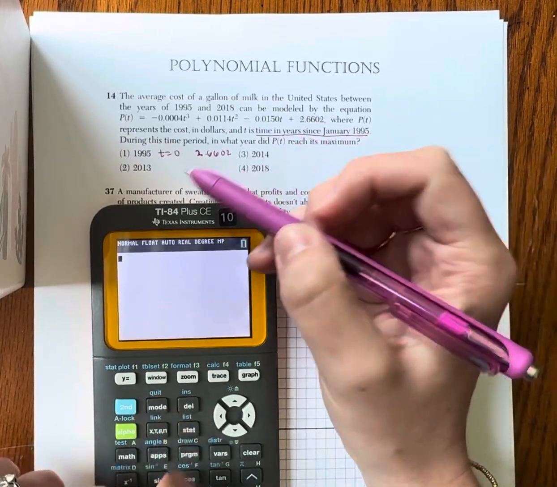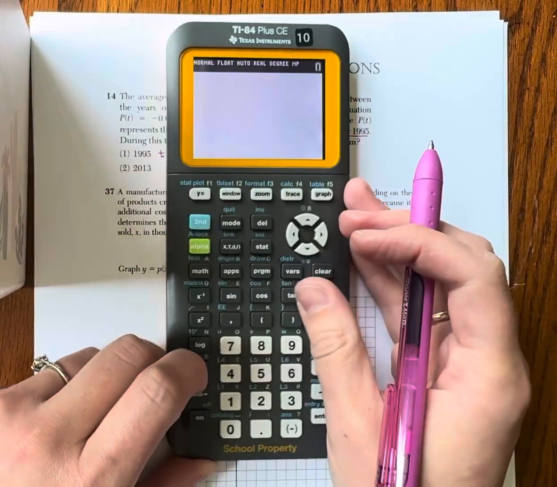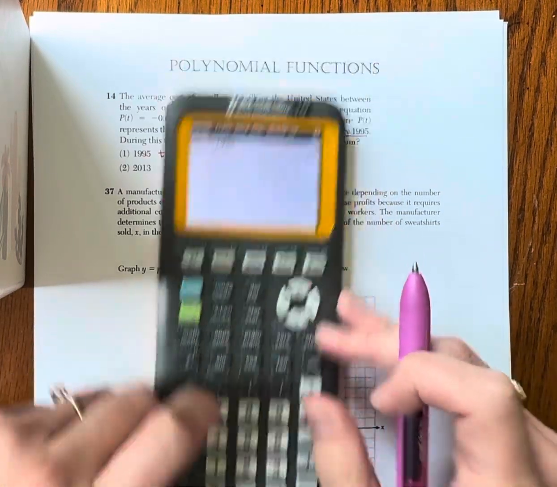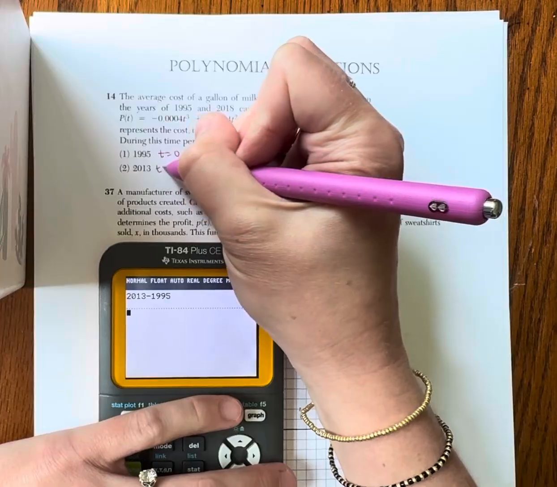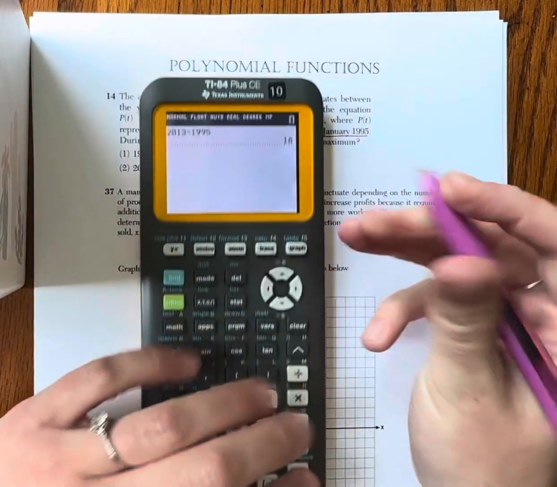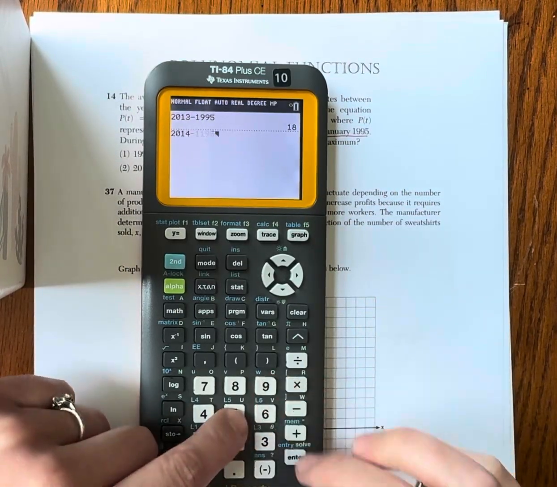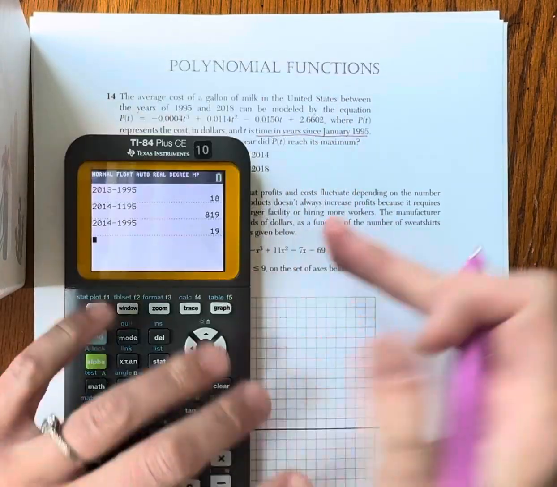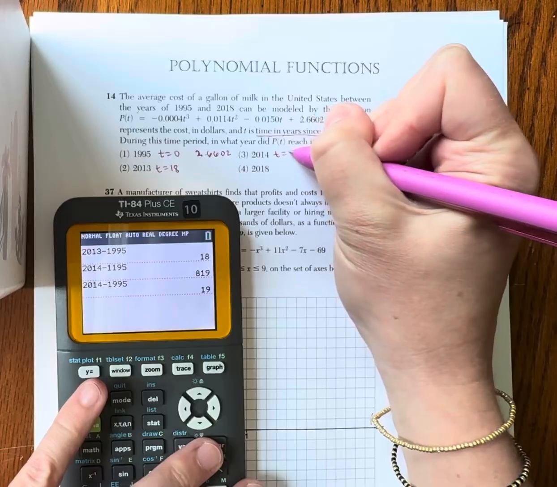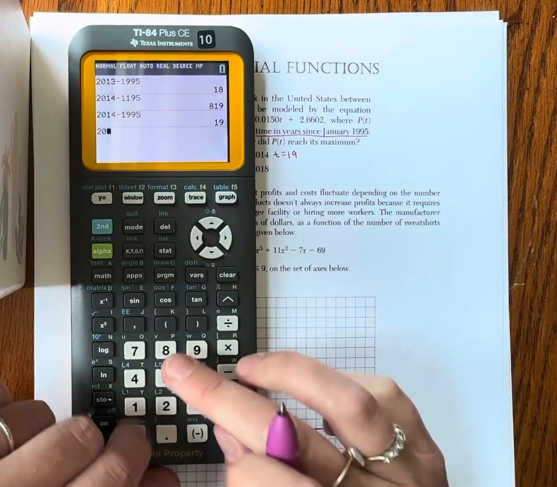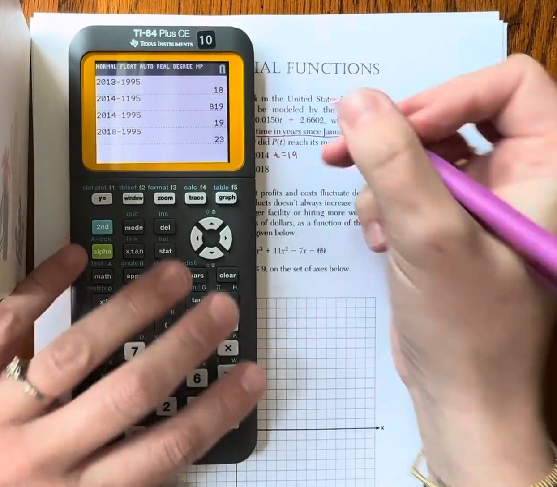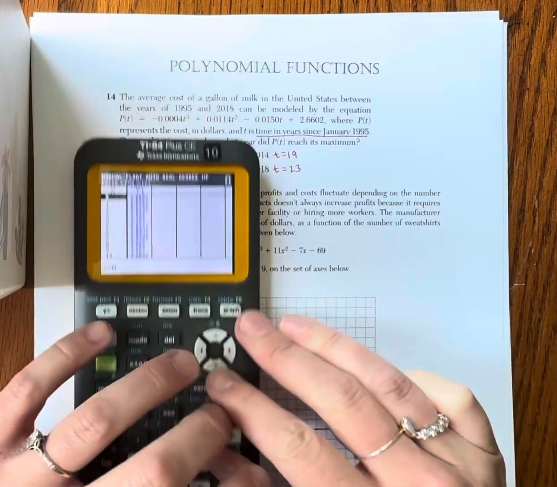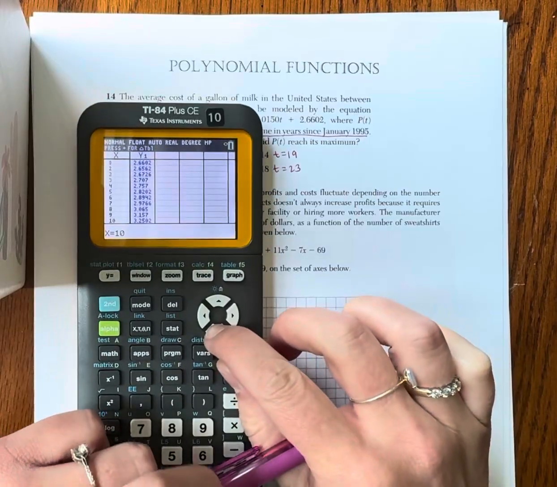Now 2014, 2013, and 2018, we're comparing these to 1995. So this was 18 years since 1995. We'll check out t equals 18. Oops, I know you probably know this answer, but 19 years. And then 2018 is 23 years. So let's go to my table and check out 18.